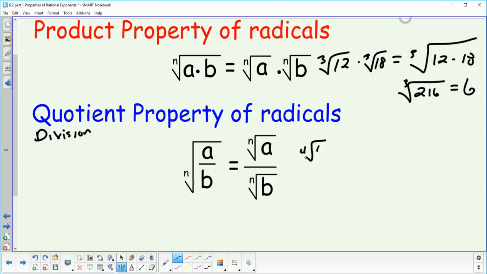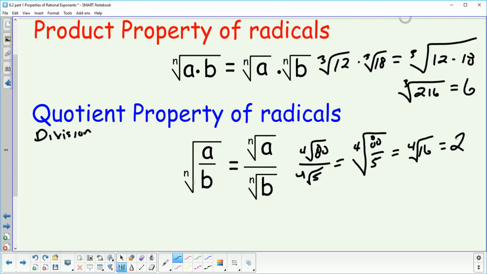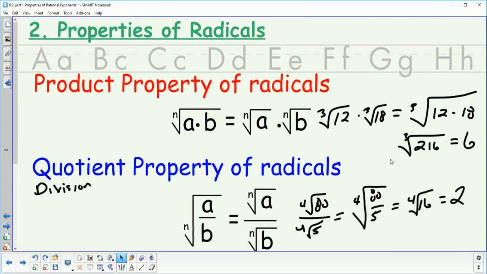If I take the fourth root of 80 over the fourth root of 5, well, there is no fourth root of 80, definitely no fourth root of 5, so that's difficult. But we can make the fourth root of the whole thing, 80 over 5, and if we do that, then 80 over 5 simplifies to 16, and the fourth root of 16, if we use our calculators, we know that is going to give us 2. So you see there it benefited us to put them back together so that we could simplify to get 2.